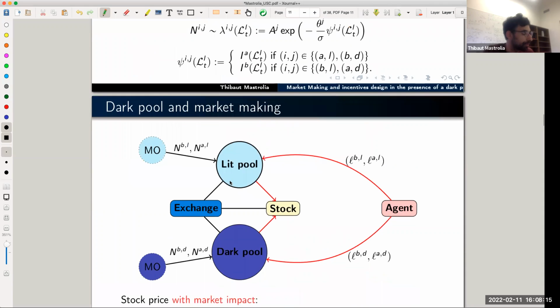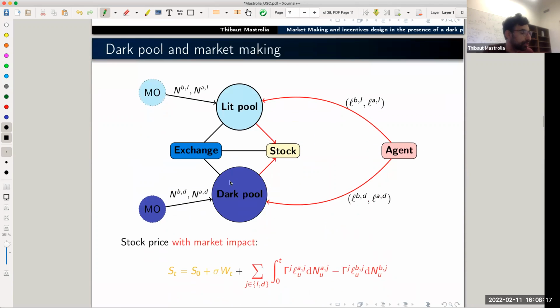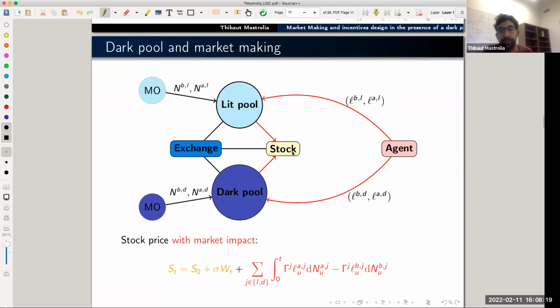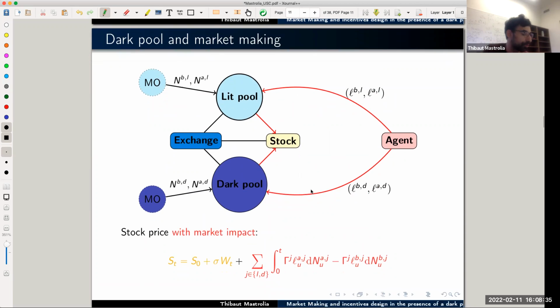So now remember that there is a stock. The stock is very sensitive with respect to what my market maker sets in the lit pool, and also a little bit to what he sets in the dark pool. It can evolve depending on what is sent in the lit pool and the dark pool.